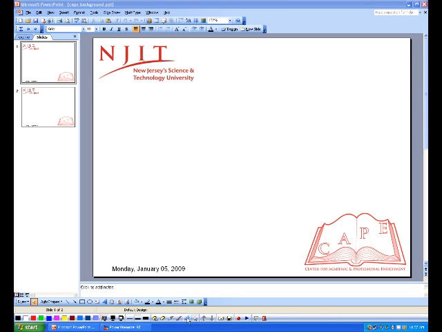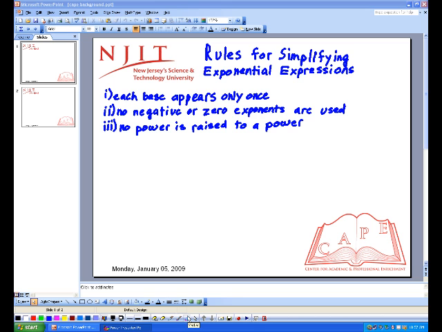My name is Amin. Today I will be covering rules for simplifying exponential expressions. An expression is said to be simplified if each base appears only once, no negative or zero exponents are used, and no power is raised to a power.